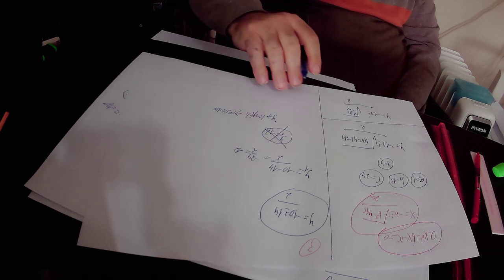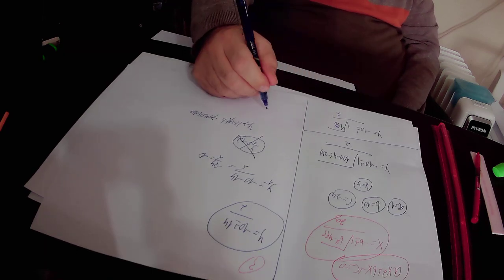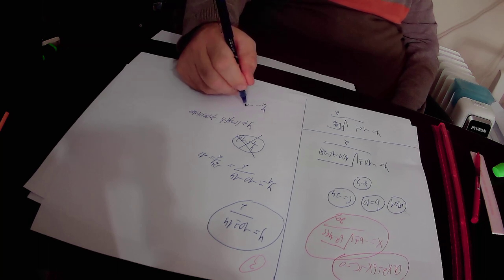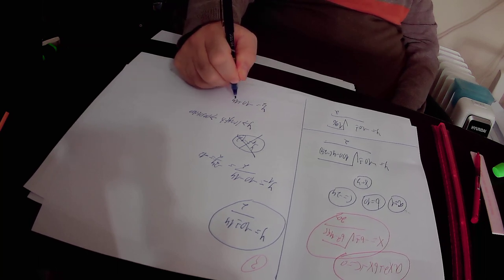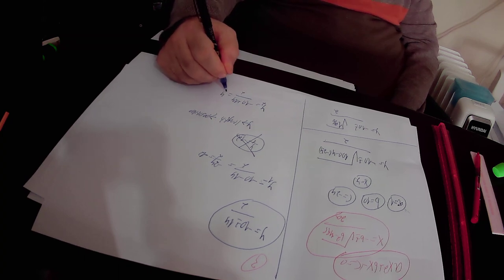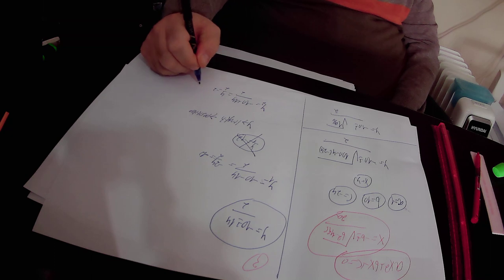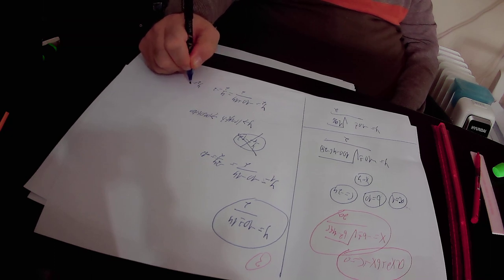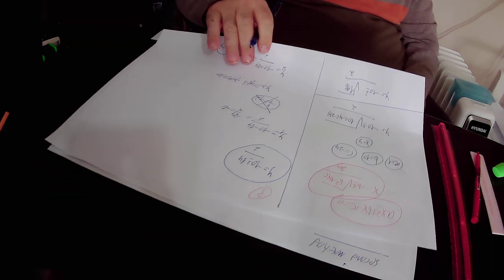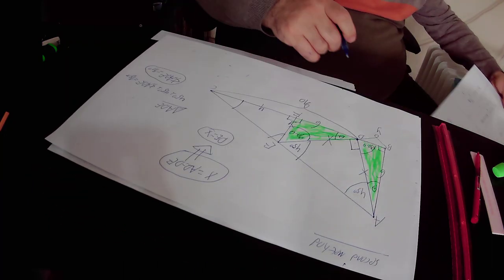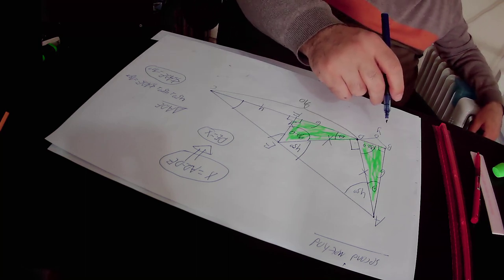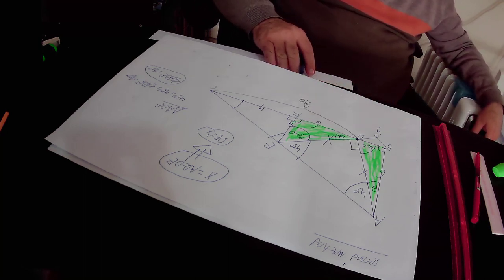We cancel this solution, and we are left only with the solution y2 equals minus 10 plus 14 over 2. Minus 10 plus 14 is 4, and 4 over 2 is 2. So the second solution is that y equals 2. In the next step, we will copy the right triangle ABD on a new page, and we will apply the Pythagoras theorem on this right triangle ABD.